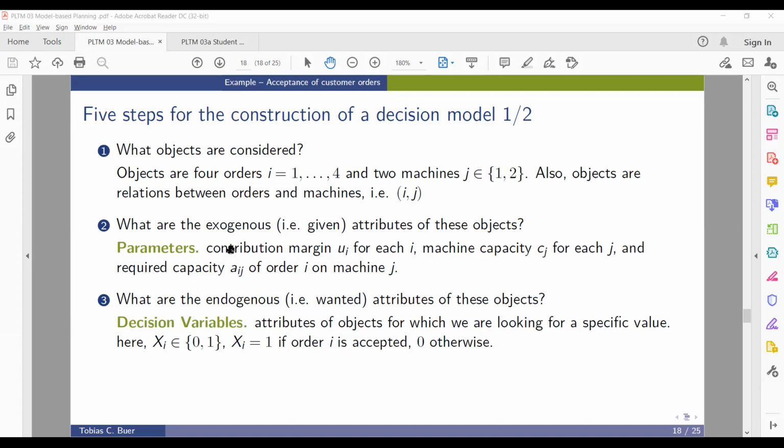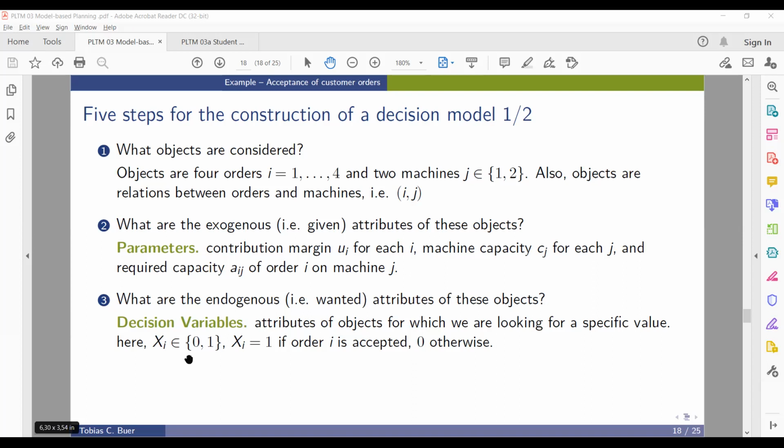Now, what are the wanted attributes? We call this, in this context, decision variables. So what is the specific value we are looking for? We want to decide for each order, shall we accept this order or shall we reject this order? Can we tell the customer, yes, we will do your order? Or do we have to tell the customer, sorry, we do not have capacity for your order. Please come back later. And we call this a decision variable.